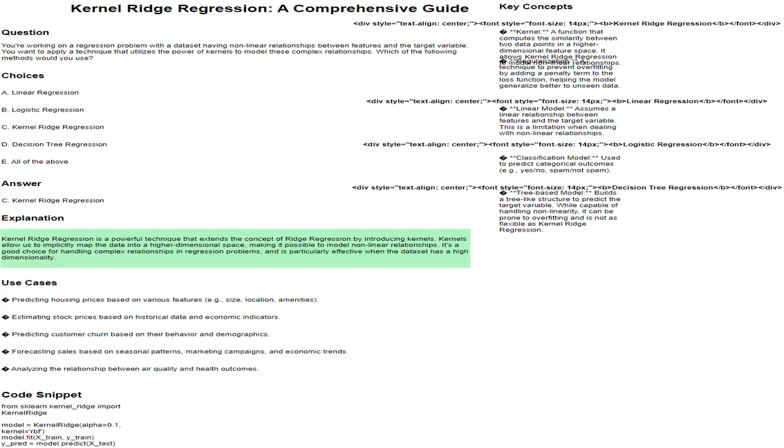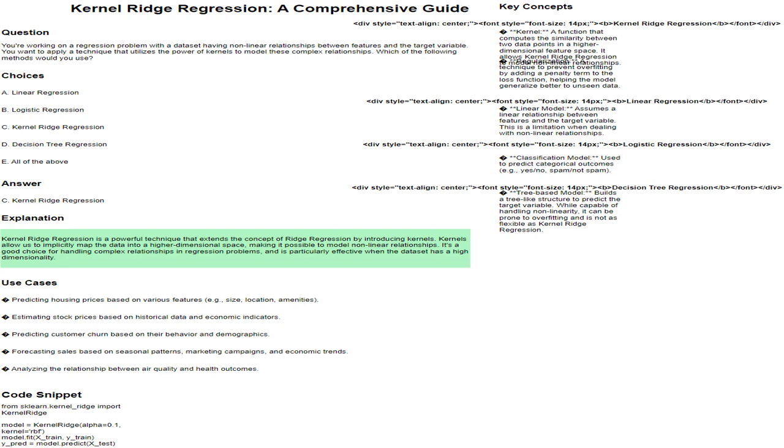A kernel function measures the similarity between two data points in a higher dimensional space. It helps in capturing complex relationships without explicitly computing the mapping. Common examples include the linear kernel, polynomial kernel, and radial basis function (RBF) kernel.